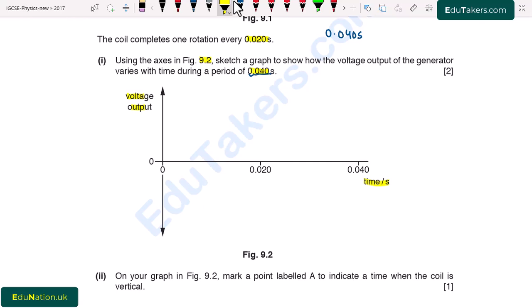The voltage output of the generator is a sine or cosine wave. But here I draw a sine wave. So the sine wave shape is like that. I have to draw from this point to this point. One rotation is complete. So I have to draw this part in the first 0.020 seconds. Now I am going to draw this.